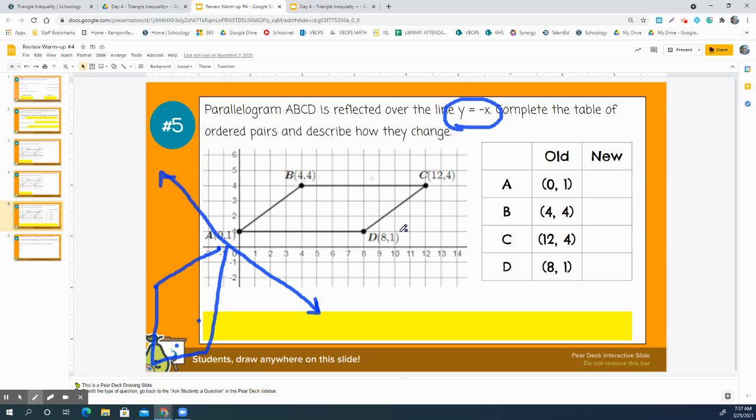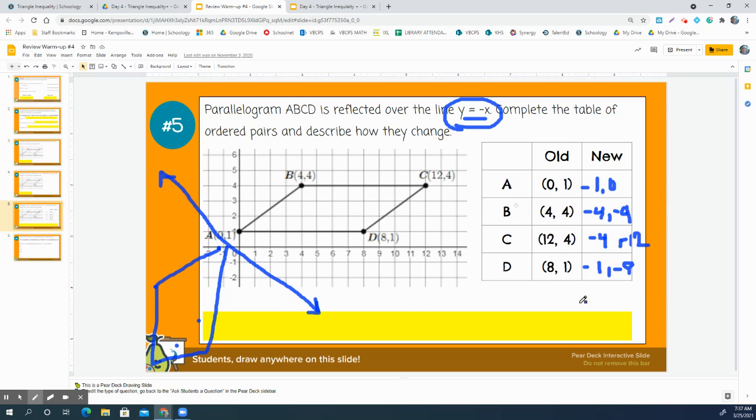So I know that these points have to be negative, negative. That kind of helps me predict if I can't remember the rule. You're going to switch them, do negative 1, 0, negative 4, negative 4, negative 4, negative 12, and then negative 1, negative 8. If you plot your points and you forget to turn them both negative, they're going to end up in the wrong quadrant. Okay, and you're going to know you haven't done something right.